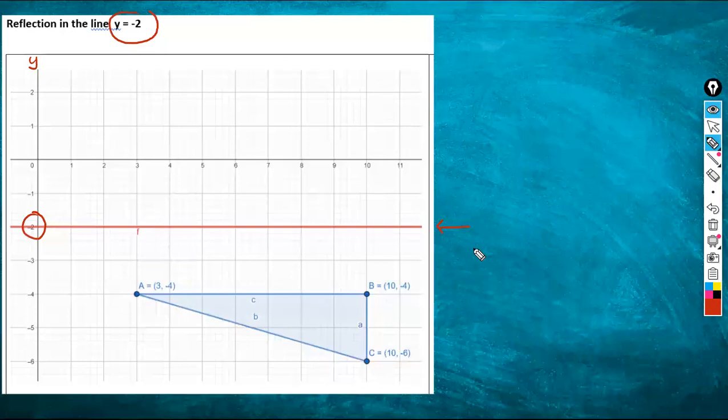Once again, don't depend on the examiner to draw the mirror for you. If he tells you the mirror is y is equal to -2, you have to remember it's a horizontal line going through -2. Now, if this is the mirror, then you know your reflection is going to end up on the other side. So everyone quickly see if you can get the coordinates of A prime, B prime, and C prime, where the red line is the mirror.